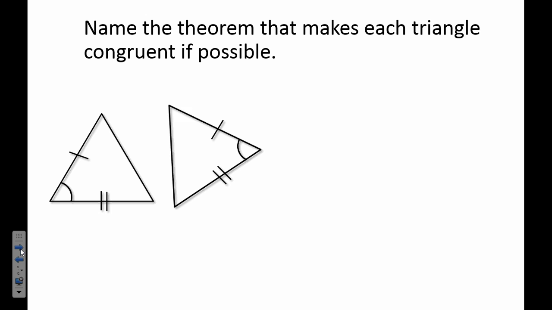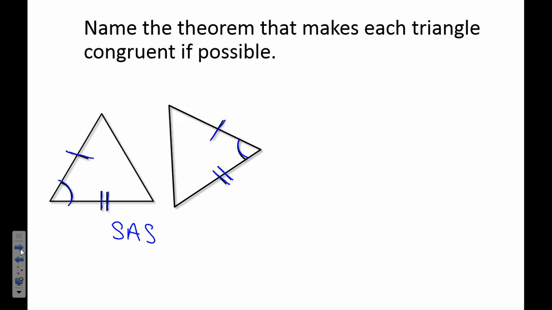So we think it might be SAS, side angle side. We have agreement, okay? And it is because we have a side, the included angle, and another side, congruent to a side, the included angle, and the other side. That angle has to be between the two. You can't jump around and go too far. They have to be all three next to each other. Okay?